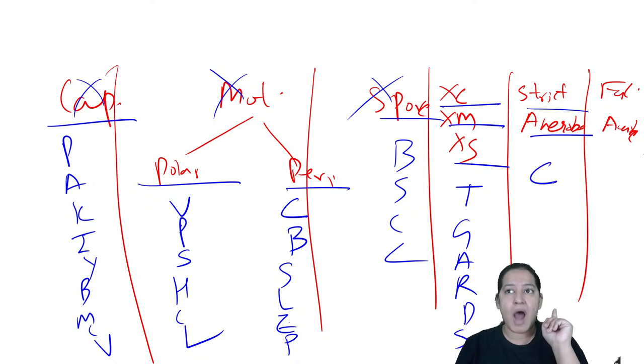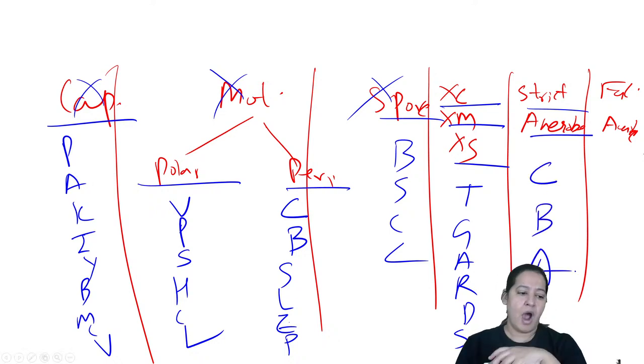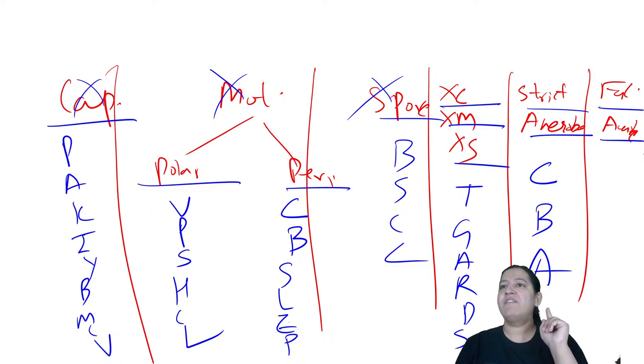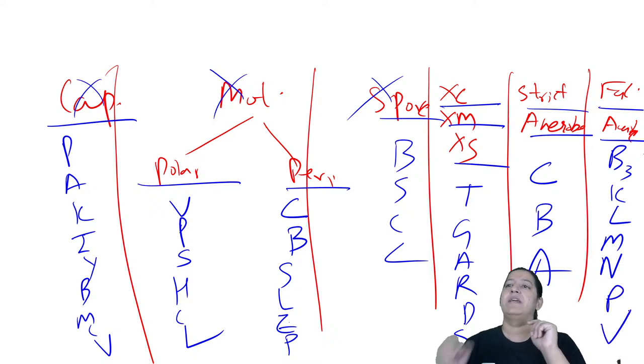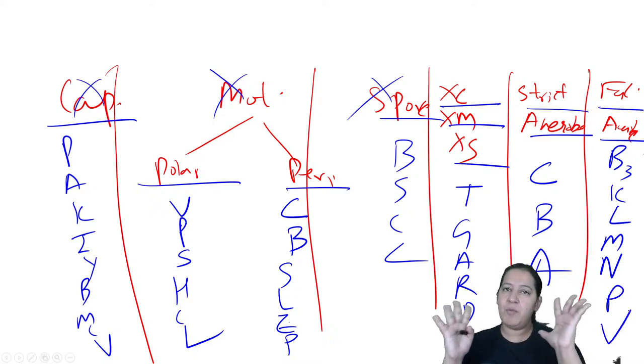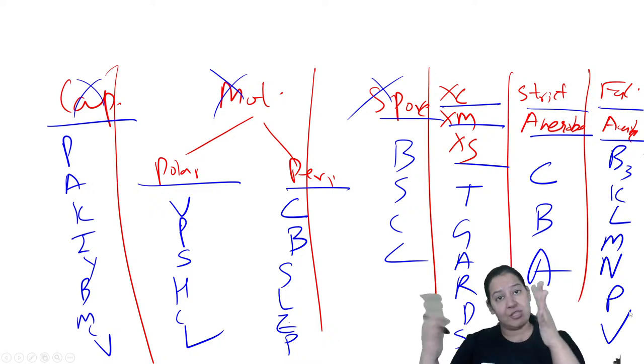Strict anaerobe: can't breathe air. Or facultative anaerobe: B3, KLMNP and V. B3, KLMNP. So I have told this many mnemonics so far, and many more before that too.